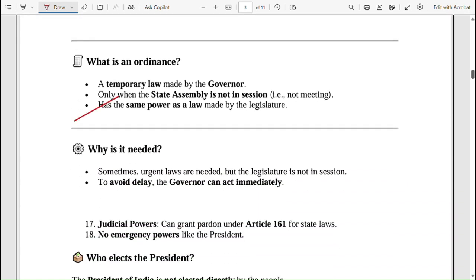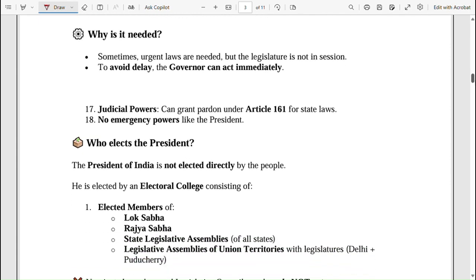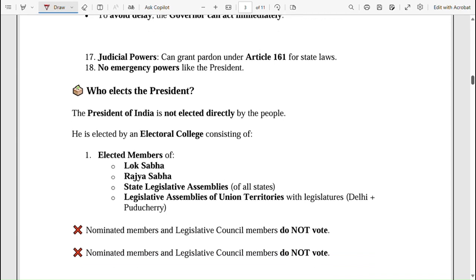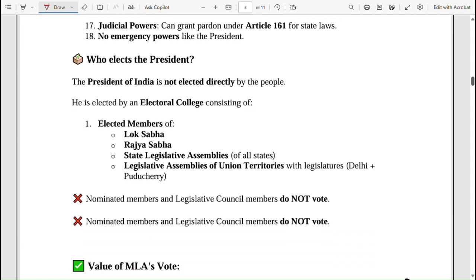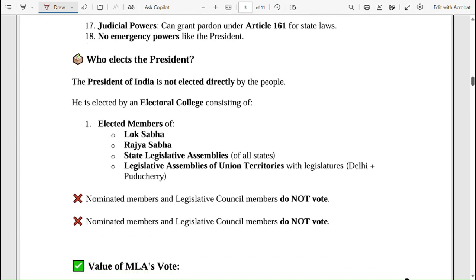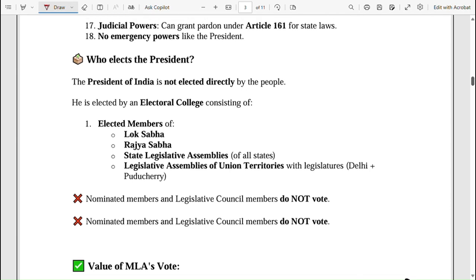So as I told you, what is an ordinance and why is it needed? In case the governor or president feels that an important announcement has to be made, or some rules or policies have to be passed, he can do that under an ordinance. So for that we call it the ordinance power of a president or a governor.